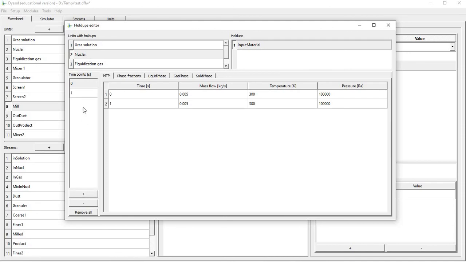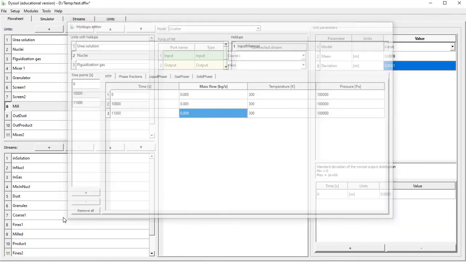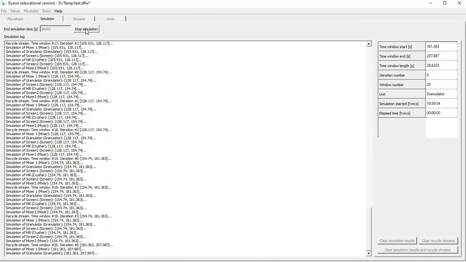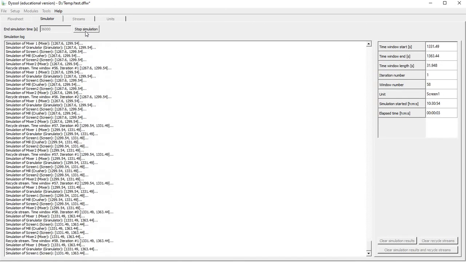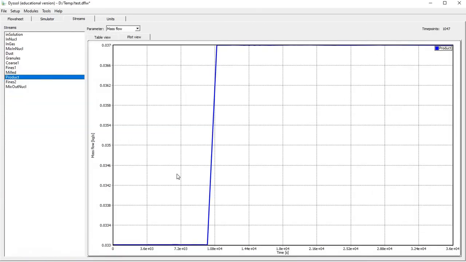In order to do that, we will add 2 additional time points, like 10,000 seconds and maybe 11,000 seconds. And we will say that from 0 up to 10,000 seconds, our mass flow of external nuclei will always be 5 grams per second. But starting from 10,000 seconds, it will be increased up to 0.009 grams per second. Now we can perform the simulation once more and see how large this influence is. Now let's look at the simulation results.